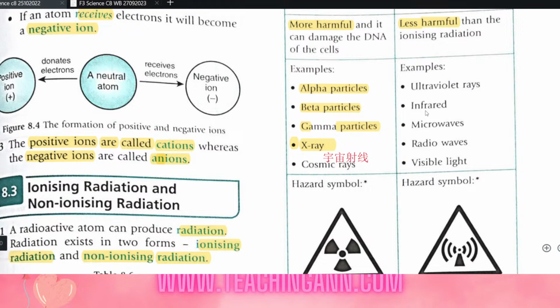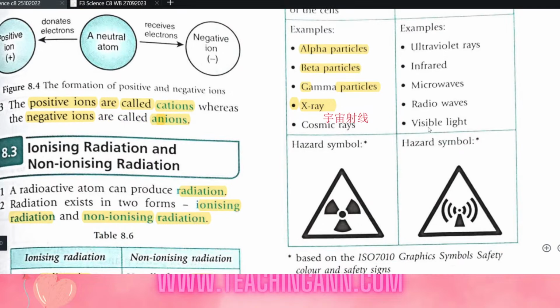Infrared is 红外线. Ultraviolet is 紫外线. Microwave, you know, right? You put food into the microwave. Radio wave? You receive radio or not? In your car? You don't receive radio waves. Okay. Visible light. Now you're having visible light.